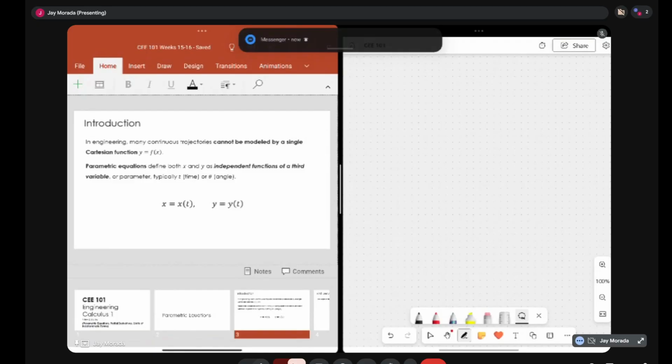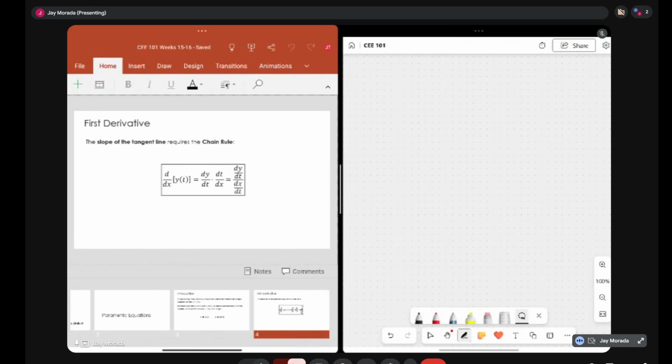So there are many functions that cannot be modeled by a function of x. There is typically a third variable, typically time, especially in physics applications. So x is a function of time, y is also a function of time. So there is a common variable linking those two variables.